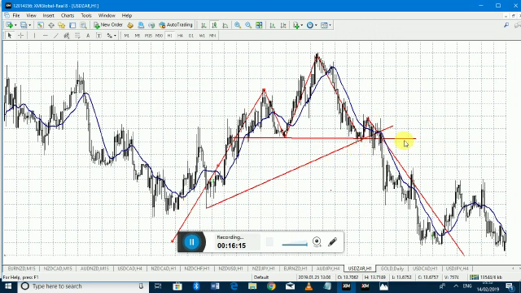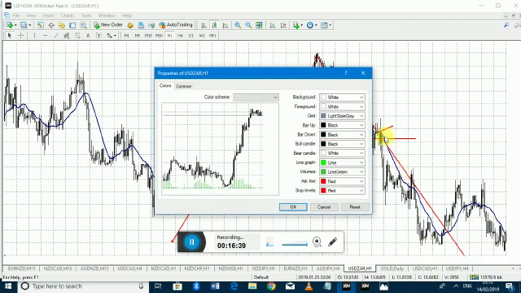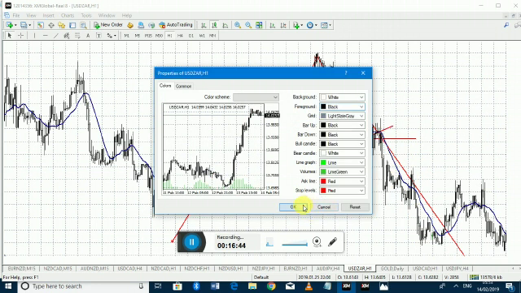We can even see how many pips that is. That's a lot of pips. Let me just check how many pips that is. That is almost 200 pips. So it was a lot of pips. So this is the head and shoulders.